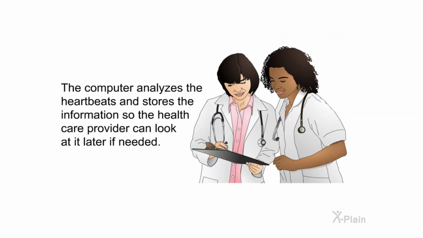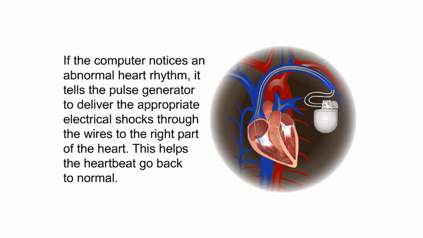The computer analyzes the heartbeats and stores the information so the healthcare provider can look at it later if needed. If the computer notices an abnormal heart rhythm, it tells the pulse generator to deliver the appropriate electrical shocks through the wires to the right part of the heart. This helps the heartbeat go back to normal.